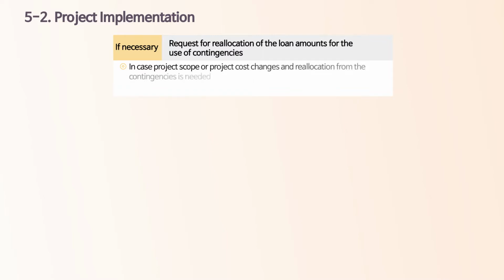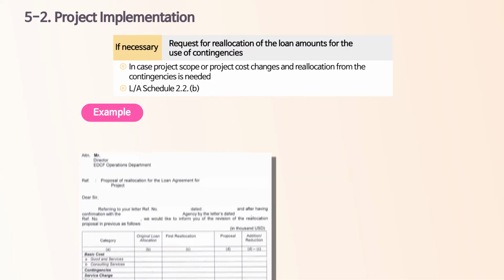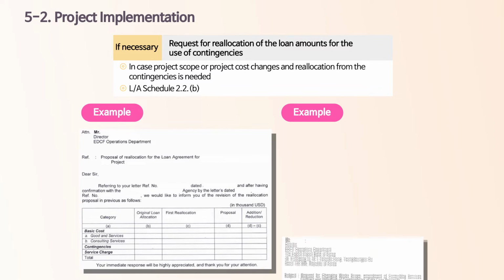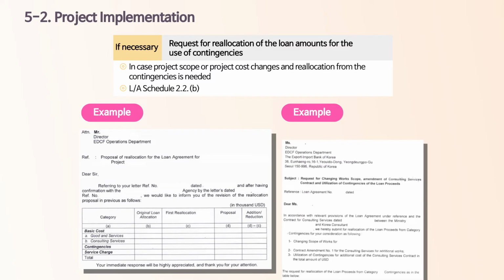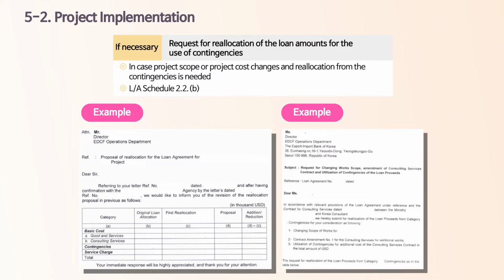Next document is the request for the use of contingencies. Use of contingencies frequently happens in the EDCF loans. As there is usually a time gap between the appraisal and the procurement, it is often probable that the project scope or cost changes over time. When reallocation of the contingencies is needed, the borrower may also request for EDCF's approval by sending an official letter.